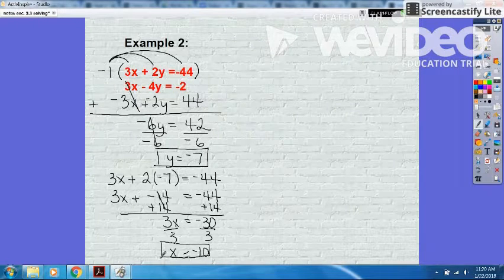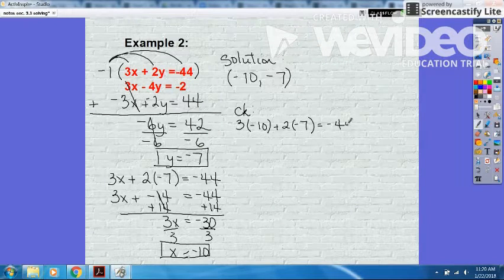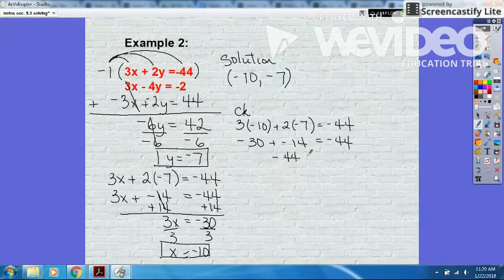I'm going to write my answer as an ordered pair. (-10, -7). And then, of course, I want to check to make sure it works in both of my original equations. So the top equation becomes 3 times -10 plus 2 times -7 equals -44. When I do my multiplying, I get -30 plus -14 equals -44. And -30 plus -14 is -44, so that checks.